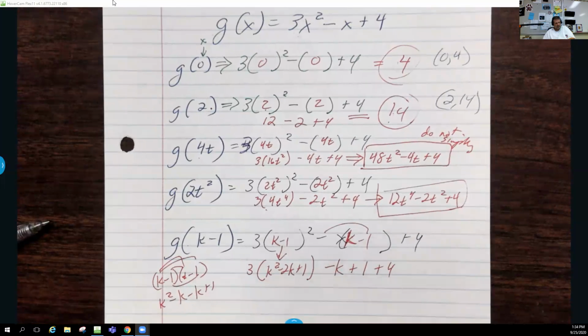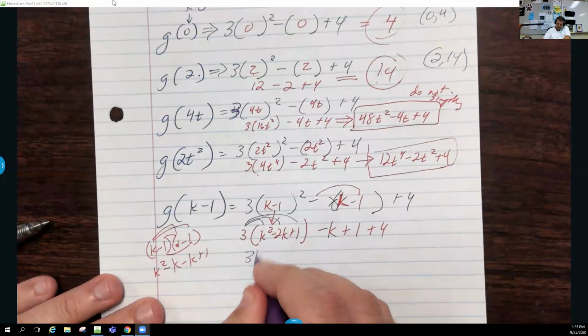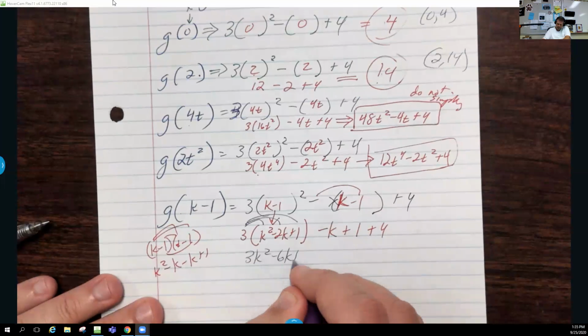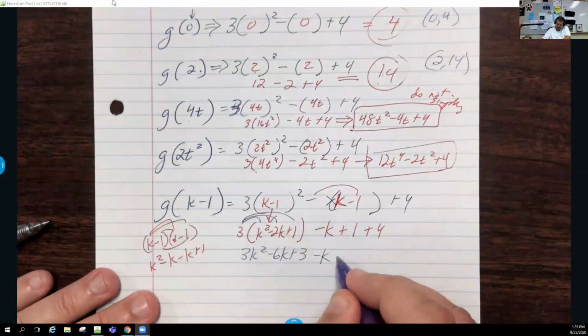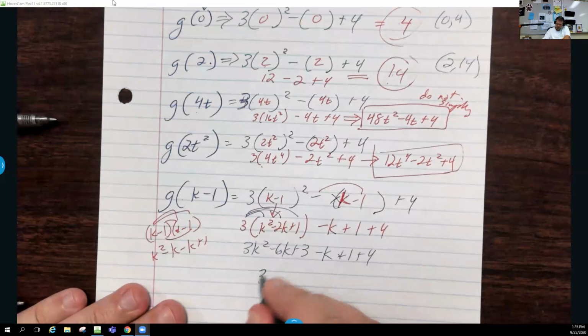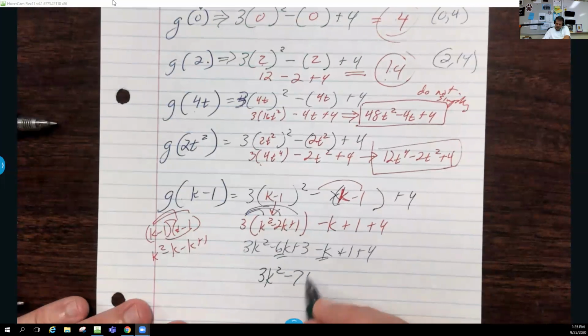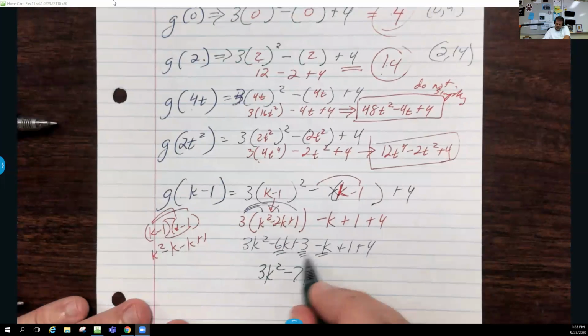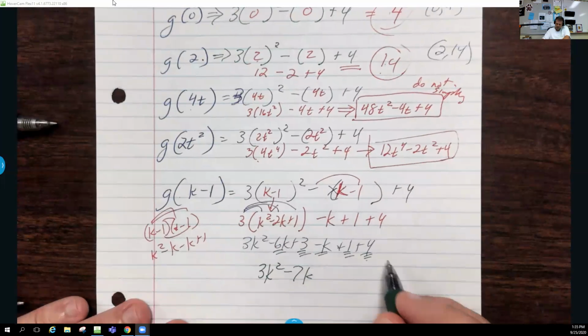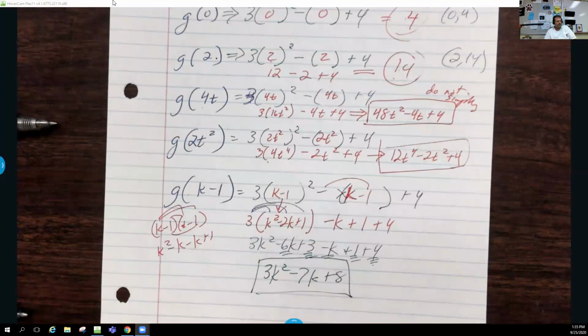Now this can simplify by combining terms. 3k squared minus 6k plus 3 minus k plus 1 plus 4. So this is going to end up being 3k squared. Combine your k's together, that's minus 7k. And then 3 plus 1 is 4, plus 4 is 8. And there is my finished expression. Again, if they had something all in common, just leave it as is, or you factor the whole thing out, but you can't lose it.